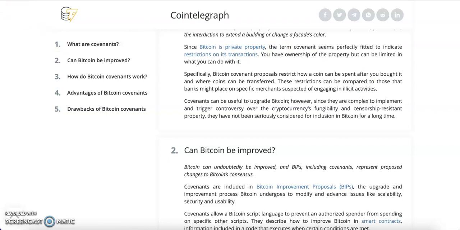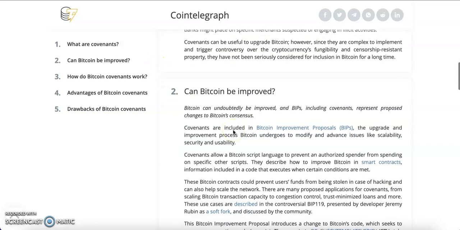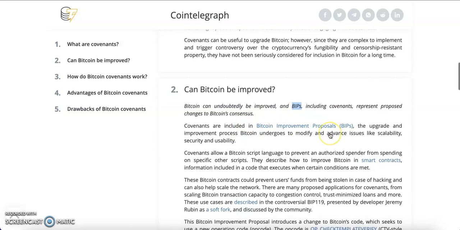Yes, we all know. But all right, moving on. So, can Bitcoin be improved? Right. So, this Bitcoin covenant is a proposal, and proposals in Bitcoin are called BIPs. Right. So, Bitcoin BIP means Bitcoin improvement proposal. For Ethereum, it's called EIP, Ethereum improvement proposal, right? So they have different versions, EIP 115 or BIP 114, and so on.